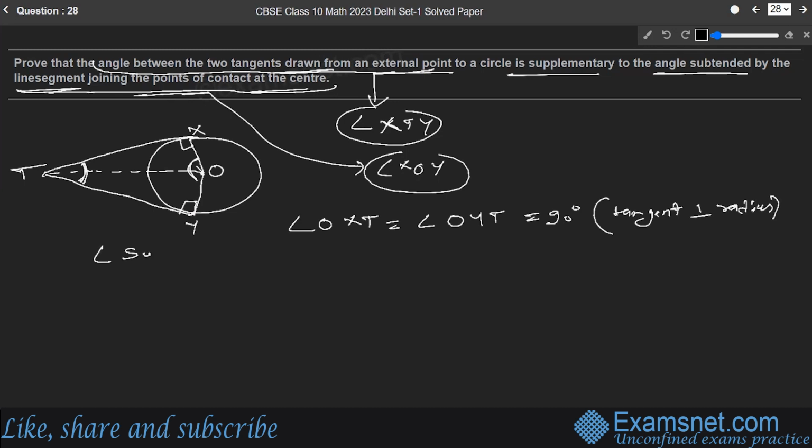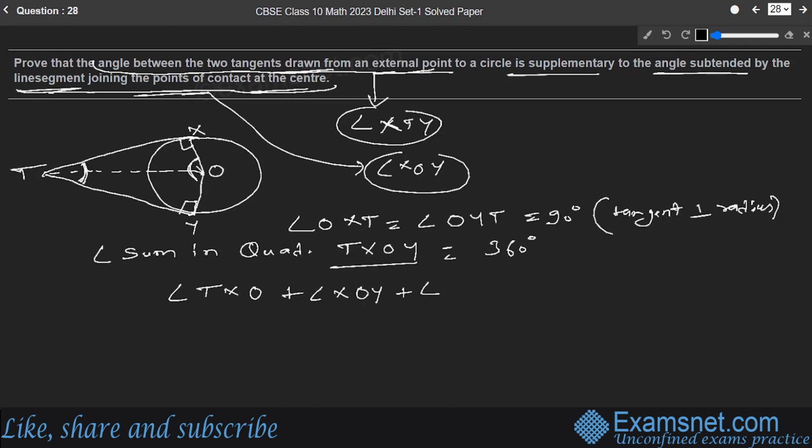Now let us have the angle sum in the quadrilateral. We have a four-sided figure, quadrilateral TXOY. Let's have the angle sum. The angle sum of any quadrilateral is always 360 degrees. So the angles are angle TXO, plus angle XOY, plus angle OYT, plus angle YTX, and this all should be equal to 360 degrees. Okay, this is the angle sum.